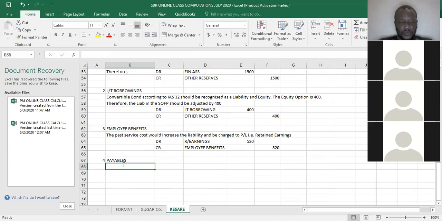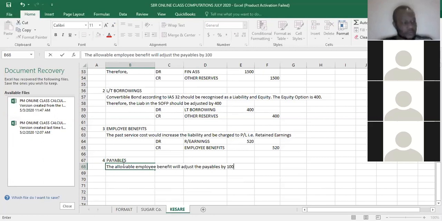So the allowable employee benefit will adjust the payables. Okay. But what's the other leg now? What's the other leg for these payables? That's what's bothering me.